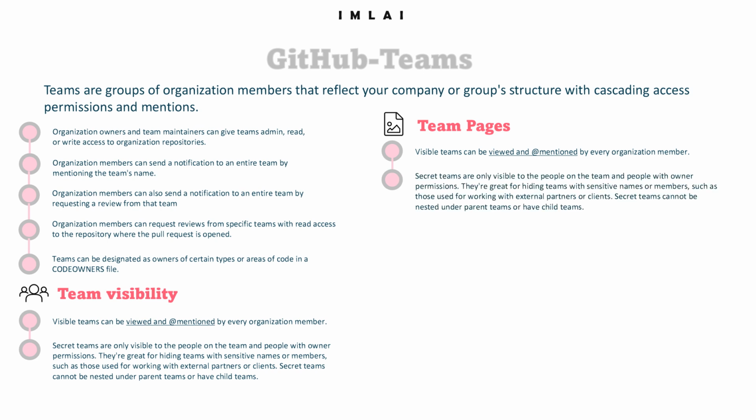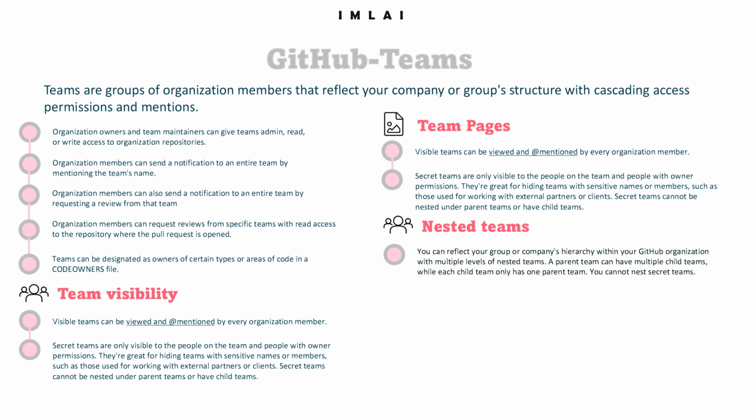Now let's look into the complicated concept of teams, that is nested teams. With nested teams, you can reflect your group or company's hierarchy within your GitHub organization with multiple levels of nested teams. A parent team can have multiple child teams, while each child team only has one parent team. You cannot nest secret teams. That's the most important point. All teams should be visible, because if the team is secret, then how can you nest it?